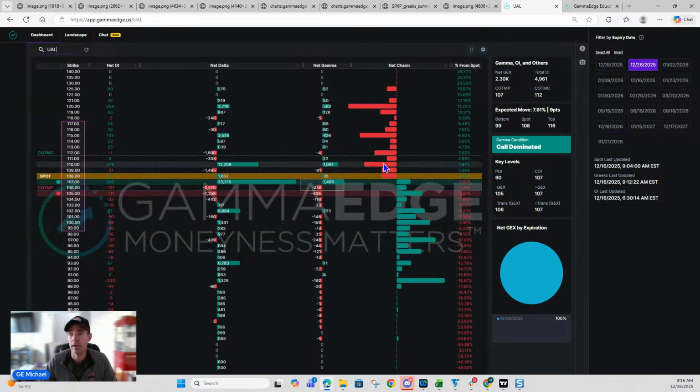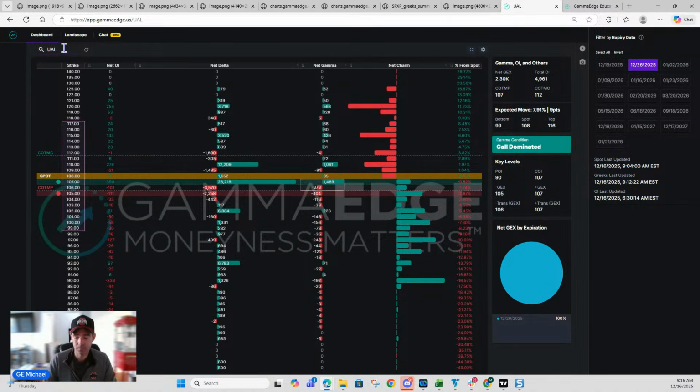After this expiry, we see the structure really maintained about the same. Call dominated, 108, 107's PGEX, 112 COTMC. So those are the areas I'd be looking for the upside and supportive on the downside. So hopefully that helps there.